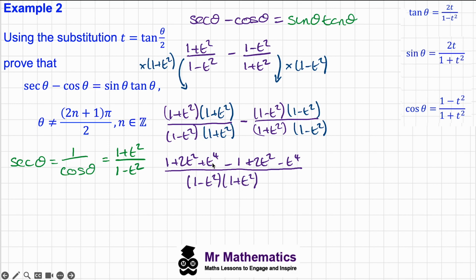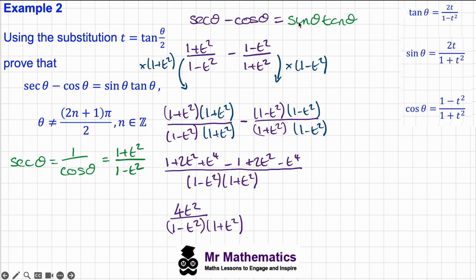We can tidy up the terms on our numerator. You can see that this 1 will cancel with this 1, and this t to the 4 will cancel with this negative t to the 4. So we get 4t squared over 1 minus t squared times 1 plus t squared. This is as far as we can go for our left-hand side.